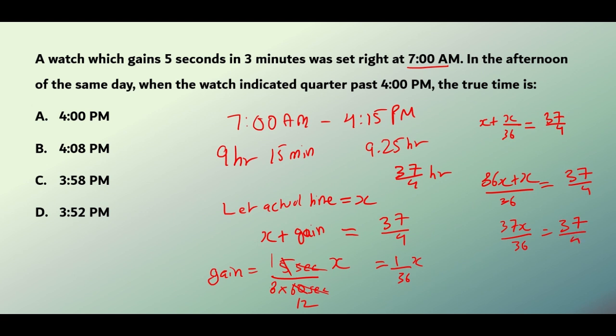Now from this, we can cancel 37, which means 4x is equal to 36. So x is equal to 36 divided by 4, which is equal to 9. Since 37 by 4 is in hours, x over here is also in terms of hours. So x is 9 hours. So 9 hours from 7 a.m., which we calculated, was till 4 p.m. So option 1, 4 p.m., is the correct answer for this question.